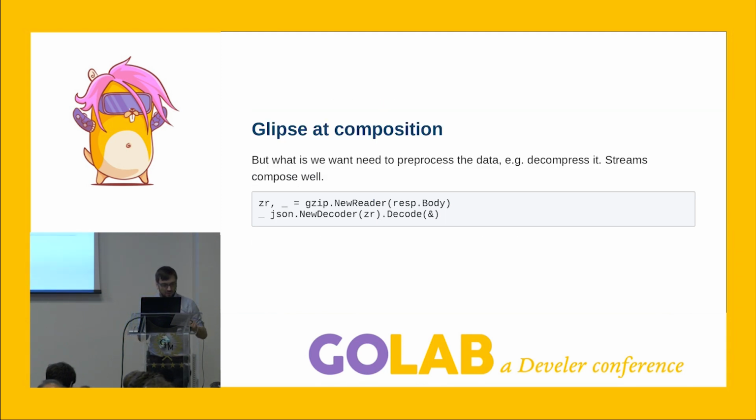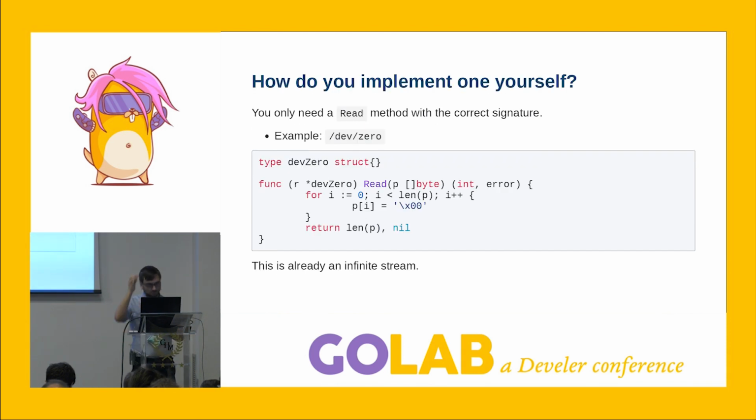These things compose well, of course. Here's a gzip reader that on the fly unzips some reader, response body, os.Stdin or something, and then passes this reader into a decoder and then decodes it. I forgot this value. It should be %v. And so if you stay in this realm, you can get a lot of things done in a few lines. So how do you implement a reader yourself?